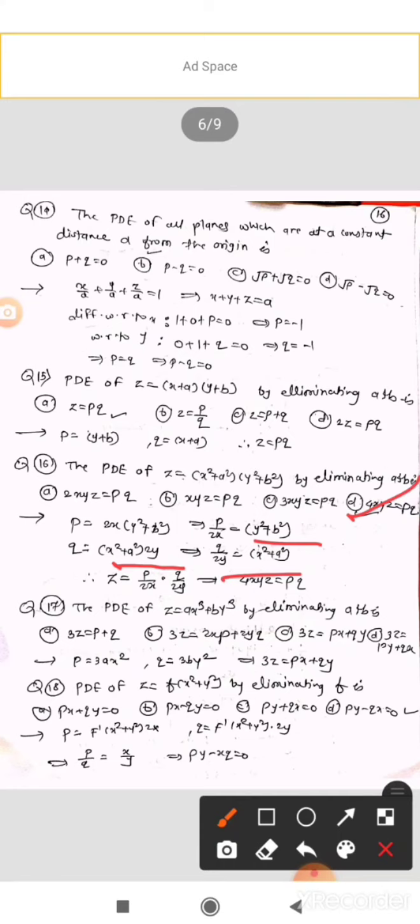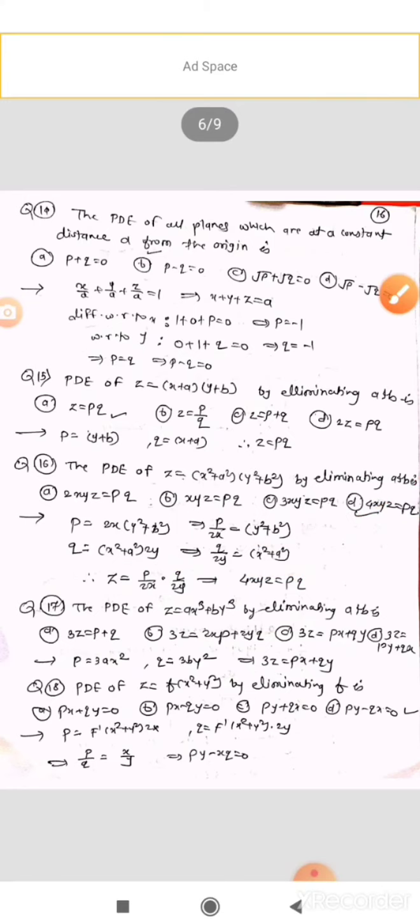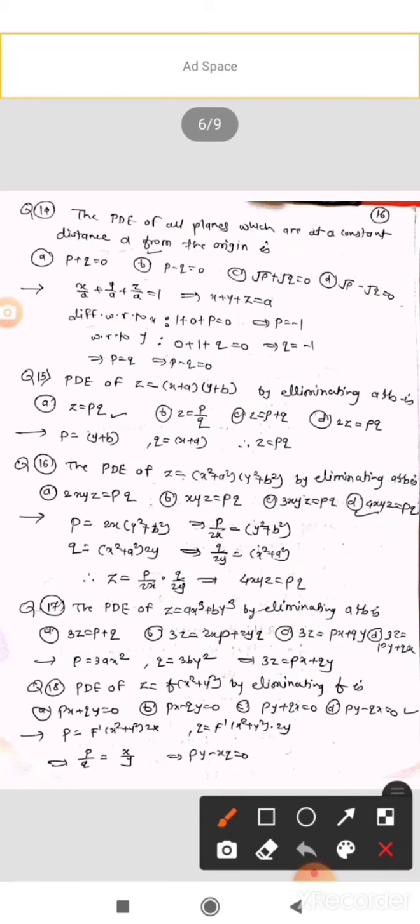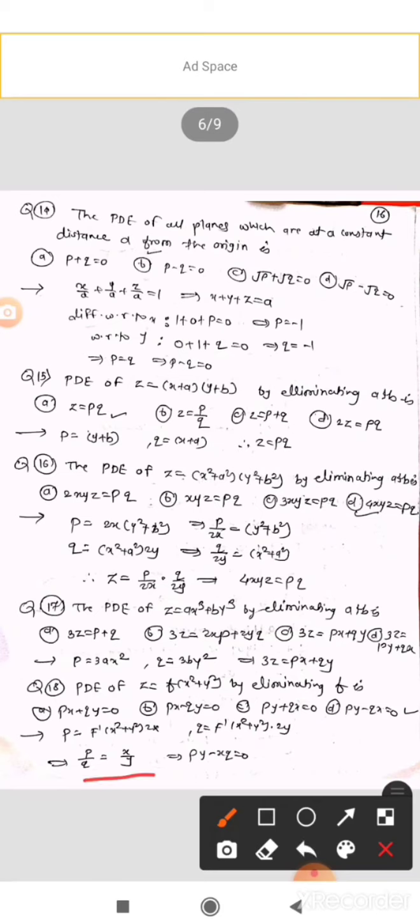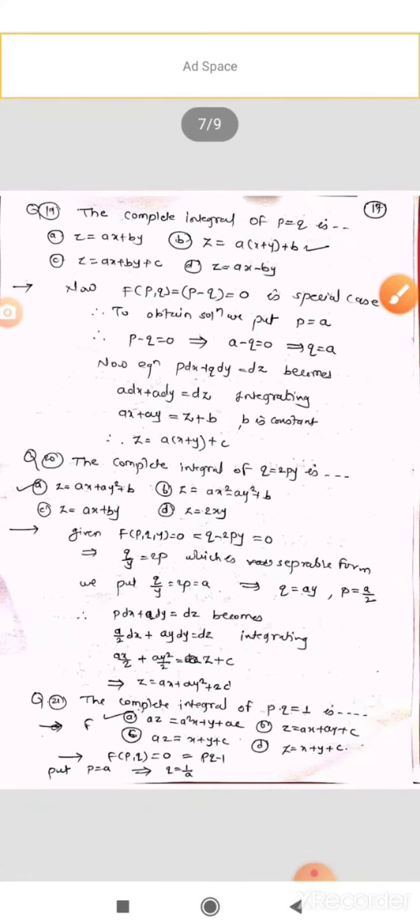In the same way we can solve question number 17. Now the next question is to eliminate a function. The problem is different from the previous problems. Here we have to eliminate the function f. In the same way we differentiate with respect to x: ∂z/∂x, p, equals f'(x² + y²) into 2x. q equals f'(x² + y²) into 2y. Dividing the equations, p upon q equals x upon y, hence the option py minus xq equals 0 is correct.